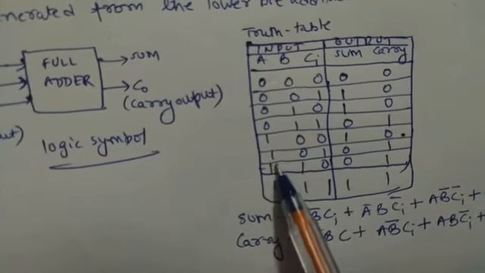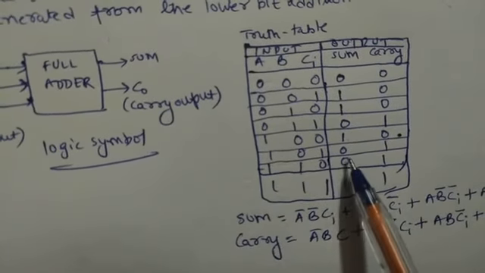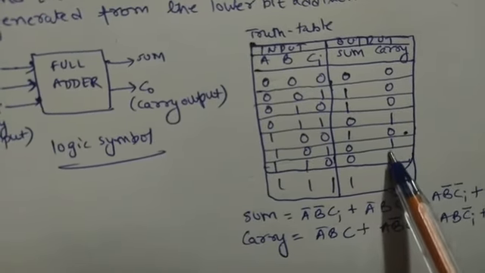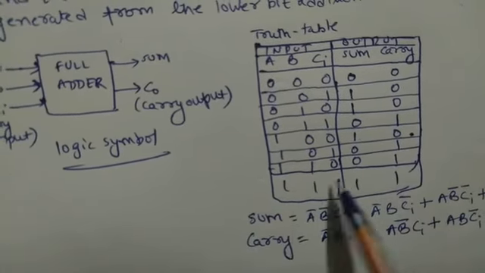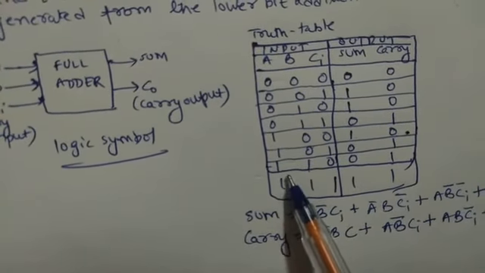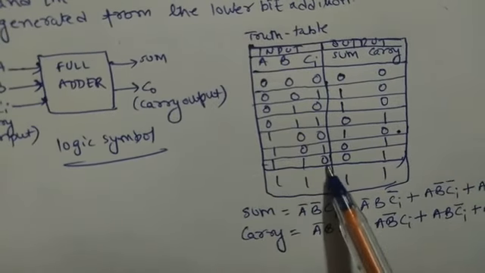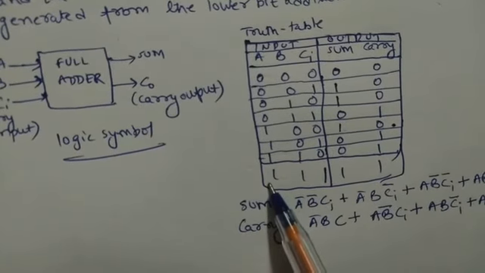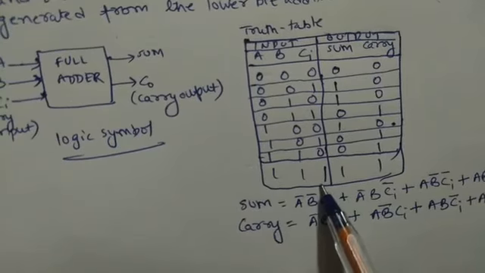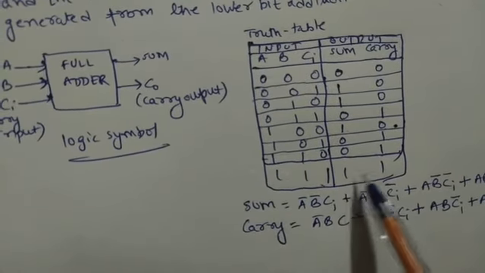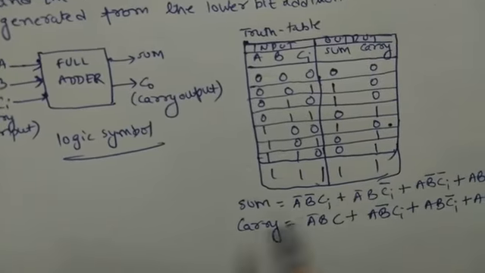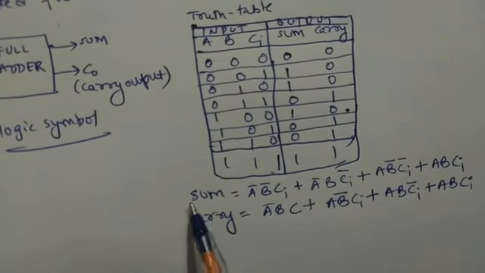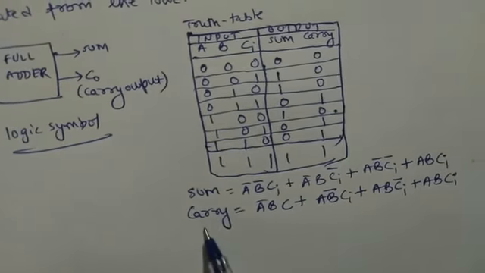Then we have the combination as 1, 0, 1. Here again we will get sum as 0, and a carry will be generated, and so here we have written carry as 1. And in case of input combinations 1, 1, 0, sum will be 0, carry will be 1 again, and finally when all three are 1, that is 1, 1, 1, here we will have sum equal to 1 and carry also equal to 1. So from the truth table, now we have written the equation for sum as given and for carry as given.